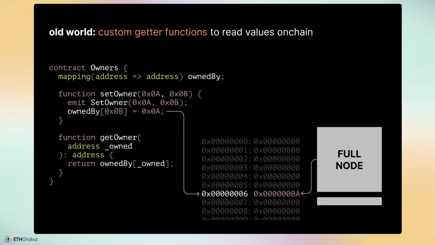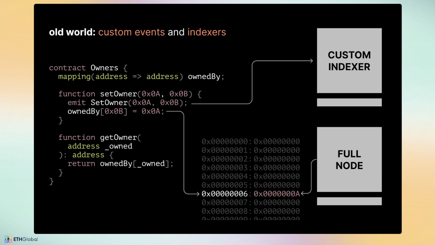In our front ends, we most likely also want to know which addresses have an owner. So what are all the keys that have been set in this mapping? And this is why we had to remember to emit our custom event in our set function, setOwner, which also includes the key, so that a custom indexer can now index this event, and then our clients can ask the indexer to get a list of all the keys that have been set in this mapping.